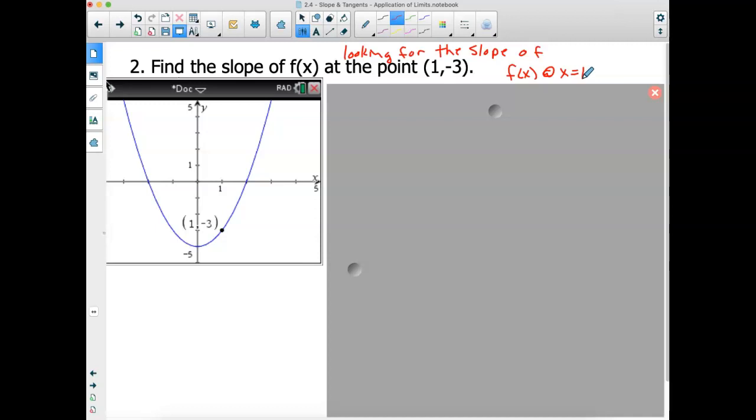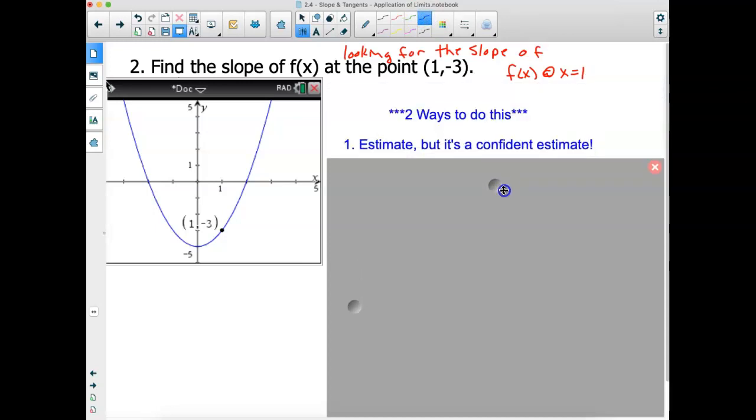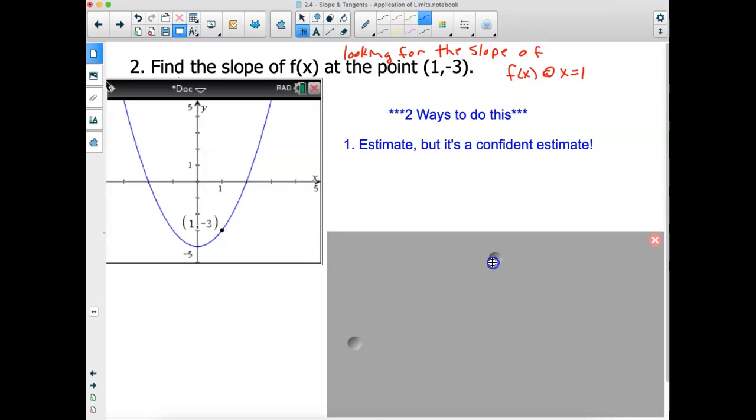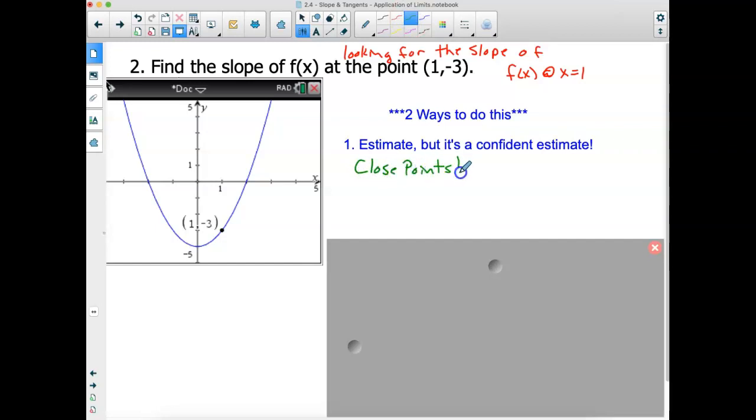But there's actually 2 ways to do this, and you've actually done this both ways, okay? The first way we can do it is we can estimate the slope at 1. But we know that this is a very confident estimate that we're doing, okay? And what do you mean? Well, we're going to find close points. We're going to take close points.